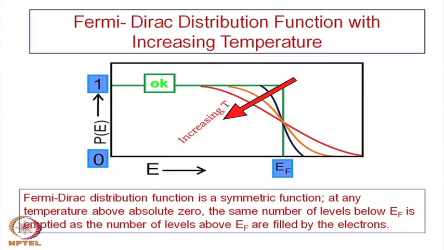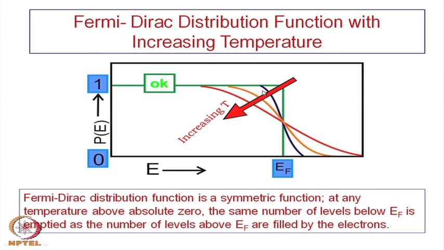So, 50% occupancy, that does not change, that is independent of the temperature. So, only at 0 degree Kelvin it is 100% occupancy below EF, otherwise at any temperature above 0 degree Kelvin it is always 50% occupancy at EF. So, that value does not change irrespective of the temperature, and that is a very important observation or important aspect of this distribution function, the Fermi-Dirac distribution function.